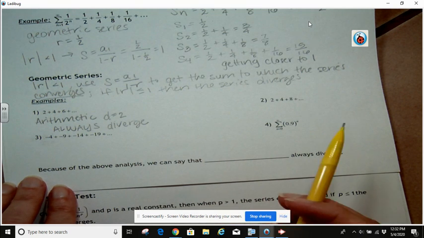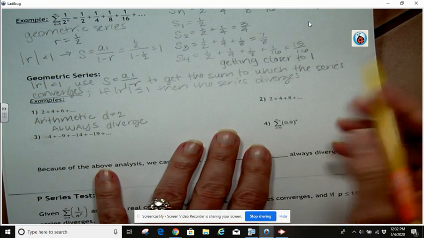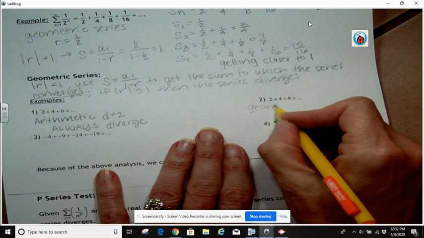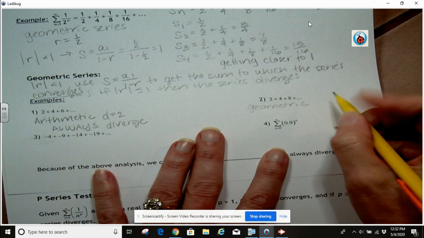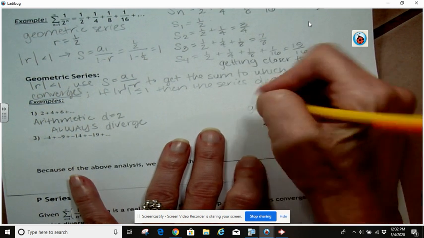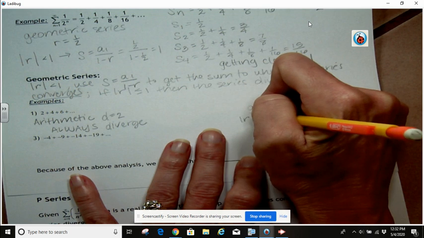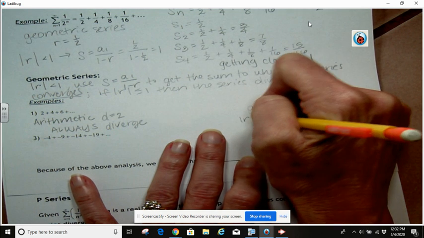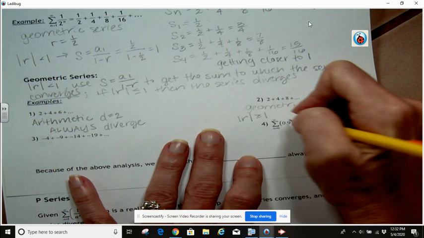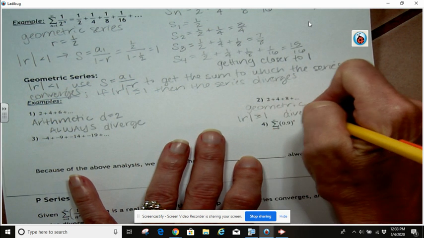Okay, that's it. For number 2, there is a common ratio here. So we can say that this is geometric because there's a common ratio of 2, multiplying by 2 each time. Because the common ratio is greater than or equal to 1, there is no formula, there is no sum, we just say it diverges.